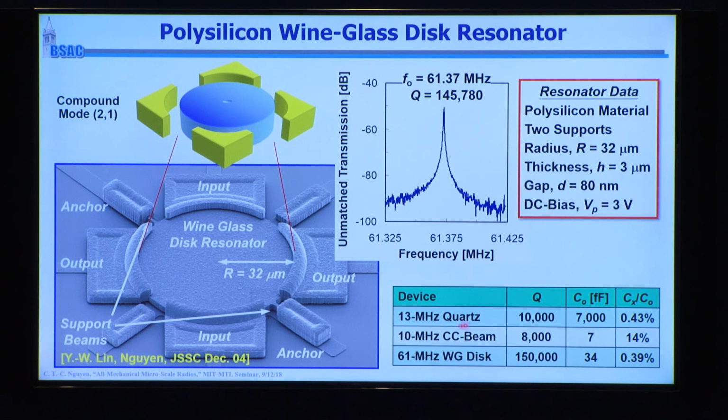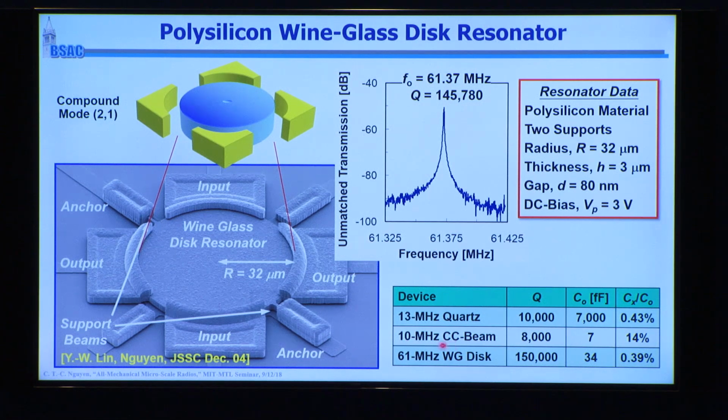So here's 13 megahertz quartz, what's been used for timing and frequency references for a very long time. Its Qs can be on the order of 10,000. Its Cx over C naught, which is the same as KT squared. I like to use Cx over C naught because it's more of a circuit design concept there. But they're the same thing. It's on the order of 0.43%. But its capacitance is on the order of 7 picofarads usually across that quartz crystal. That's a lot compared to MEMS.